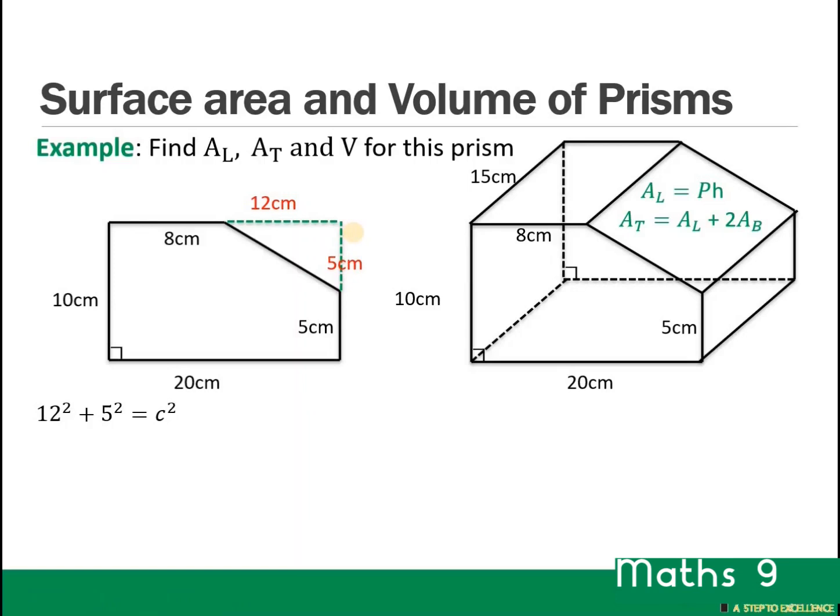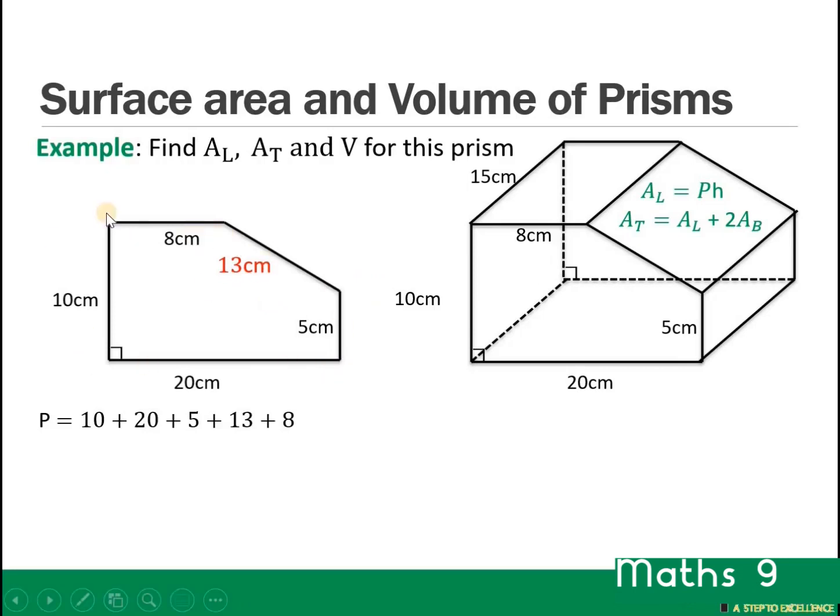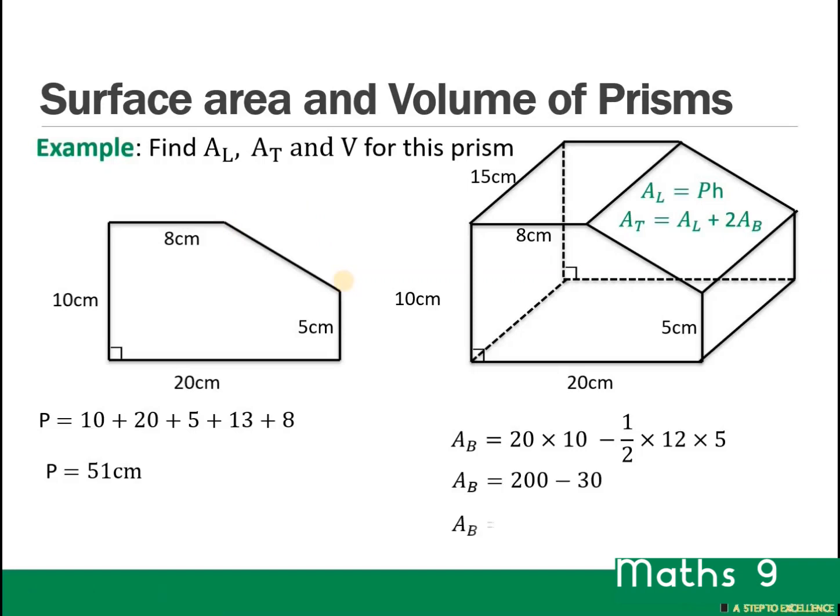So 12 squared plus 5 squared equals c squared, 144 plus 25 equals c squared, 169 equals c squared, so 13 equals c. So this length here is 13. Now we can find the perimeter of the base. It's 10 plus 20 plus 5 plus 13 plus 8, which is 51 centimeters. The area of this base is the area of the whole rectangle minus this missing triangle here. So it's 20 times 10 for the whole rectangle minus a half times 12 times 5, which is 200 minus 30, which is 170 centimeters.